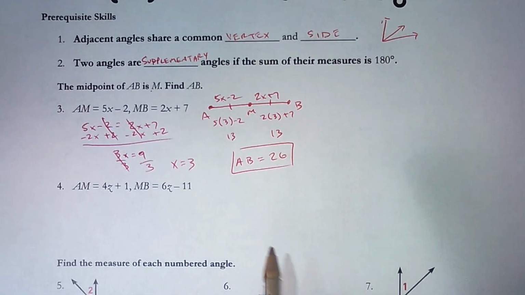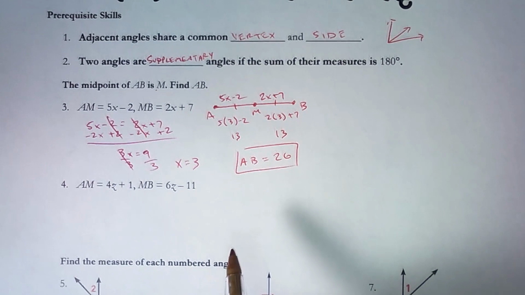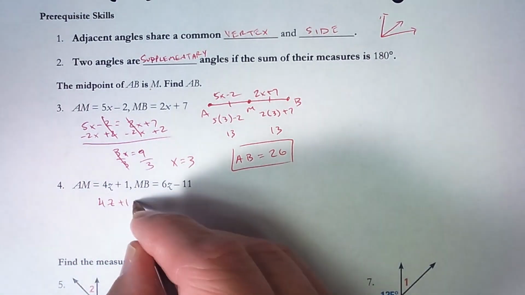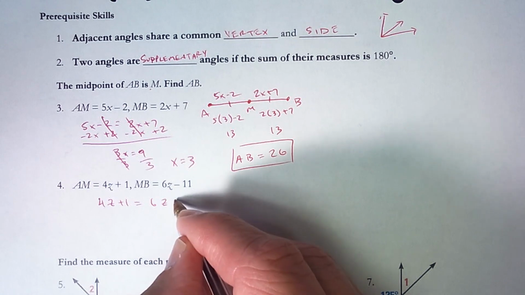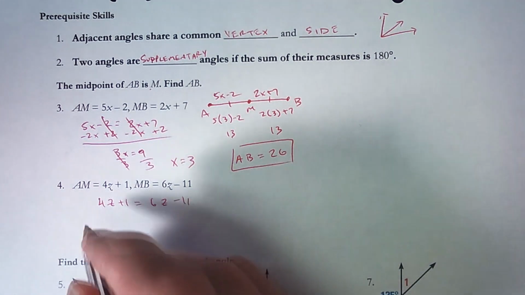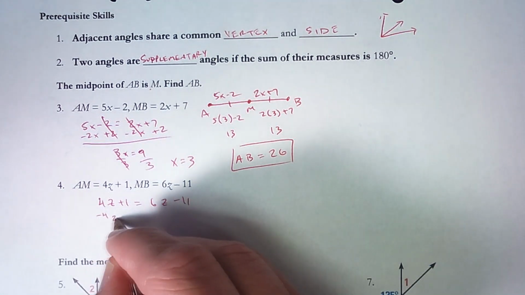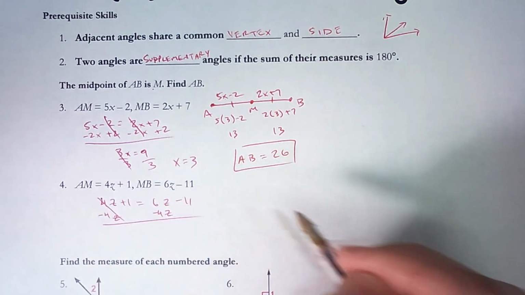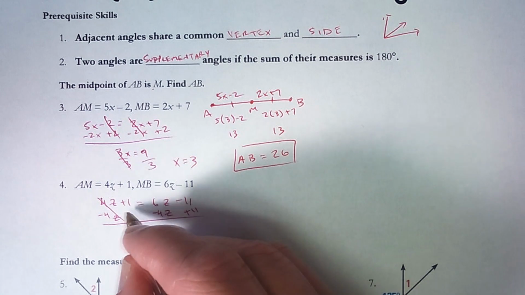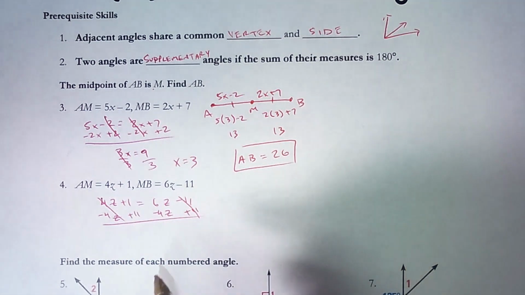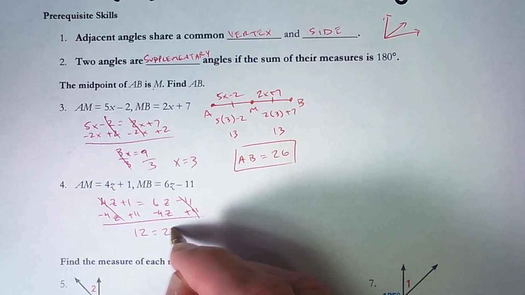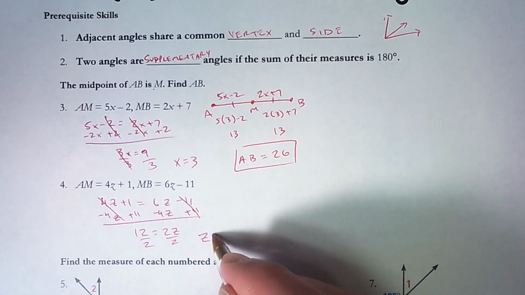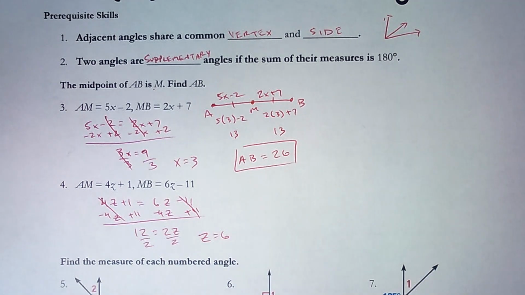Okay, same skill here for number 4, but I'm going to do it without a picture this time. I've got 4z plus 1 equals 6z minus 11. So I'm going to subtract 4z, the smaller of the z terms, and I will add 11 and get 12 equals 2z, and divide by 2, so z is 6.